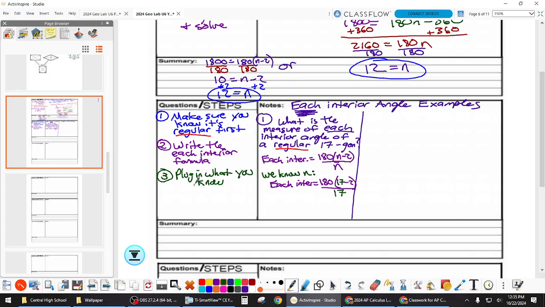And from there, it's just to solve, right? It's actually just a calculator exercise. The next example will be more work for this step. So, solve for the variable. In this case, the variable is each interior angle.